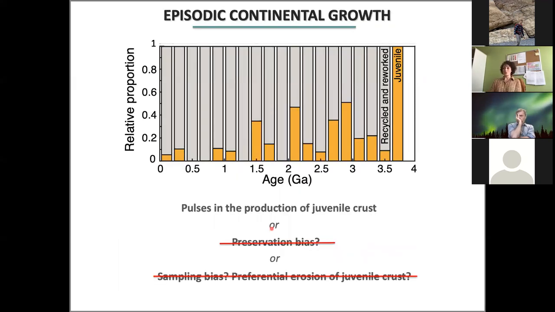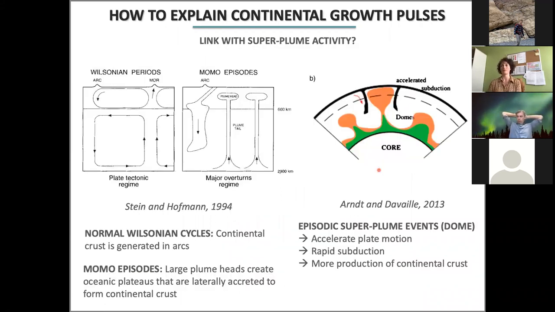So to summarize a little bit, if this is not a preservation issue or a sampling bias, then it means that the peaks, or the high proportion that we see in juvenile crust for some periods of time, must reflect an episodic continental growth. So in other words, this means that we have pulses in the production of juvenile crust through time. So how can we explain these continental growth pulses?